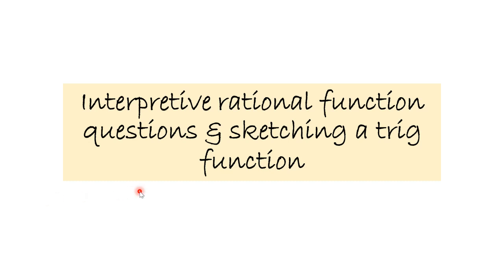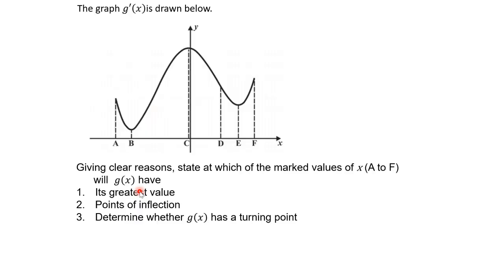Okay, and now we're going to have a look at some interpretive rational function questions and sketching a trig function. All right, so now this is when you get given graphs and you then have to interpret them. Okay, so if I look at this first question, the graph of g dash x is given. Okay, so now this is the derivative graph. Please don't confuse it with g of x being the function.